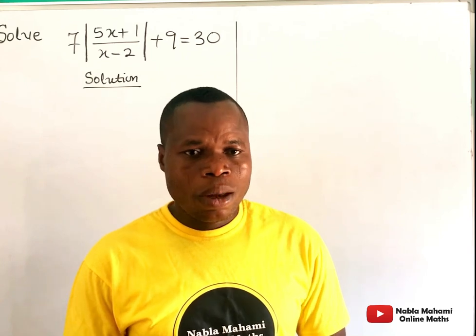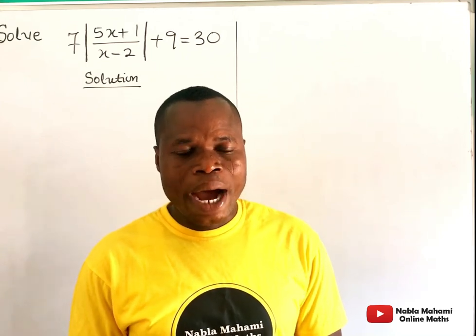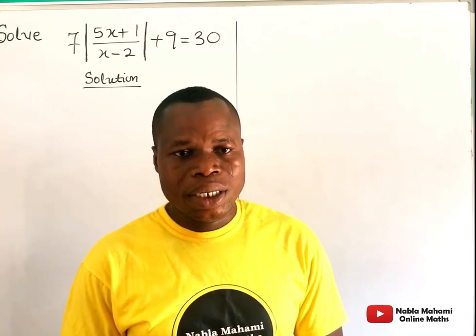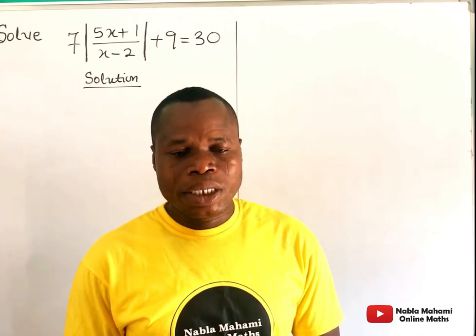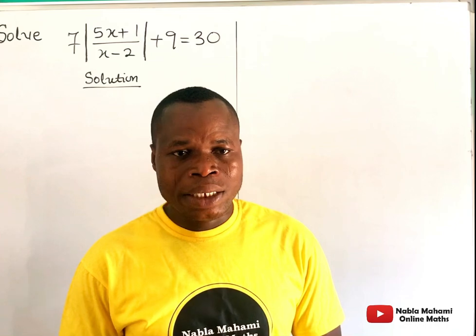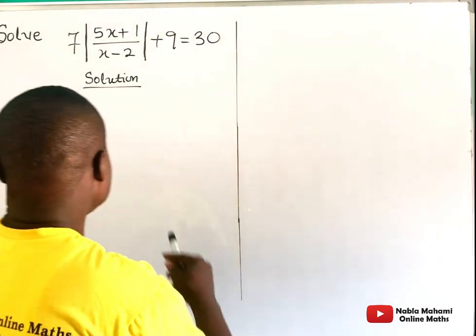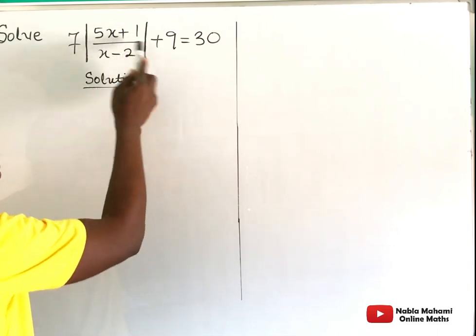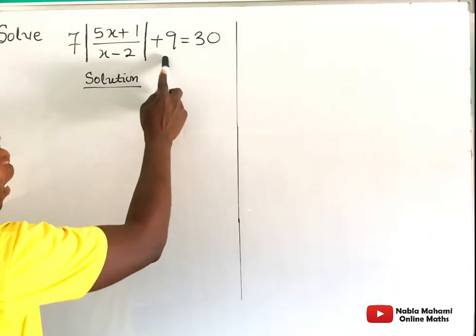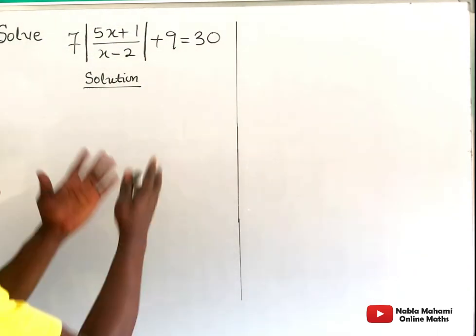In this video, we are going to continue solving absolute linear equations. And I have one example on the board. This example is different from the example that we solved in the last video. The example says 7 absolute of (5x plus 1) all over (x minus 2), plus 9, is equal to 30. That is the equation.